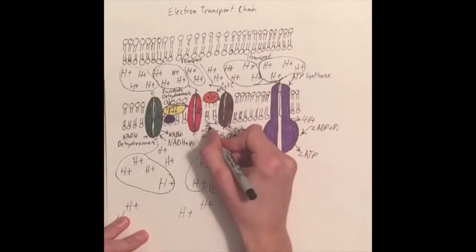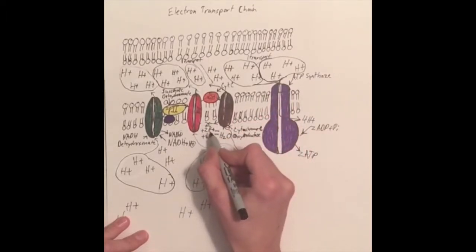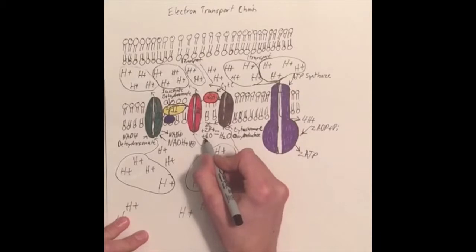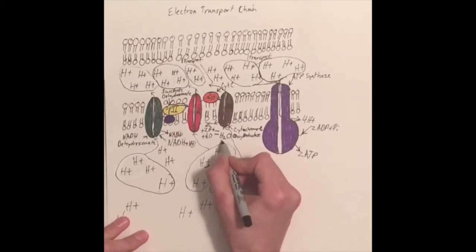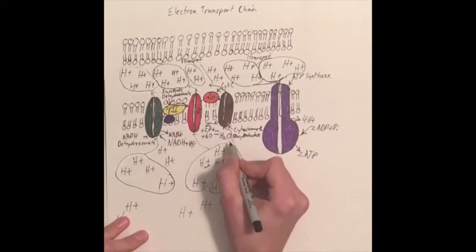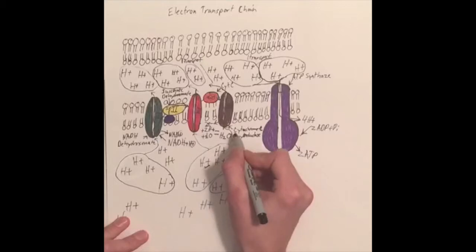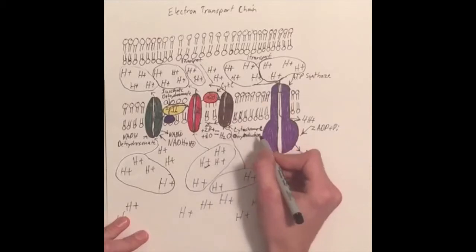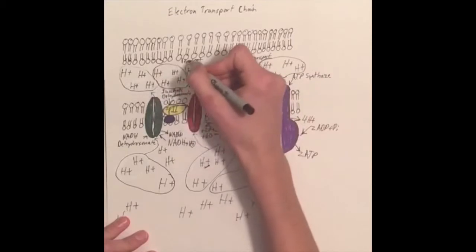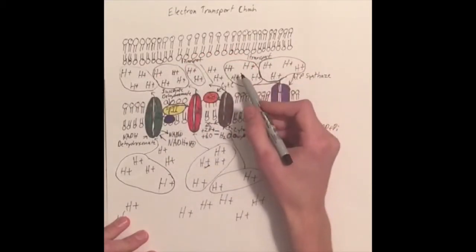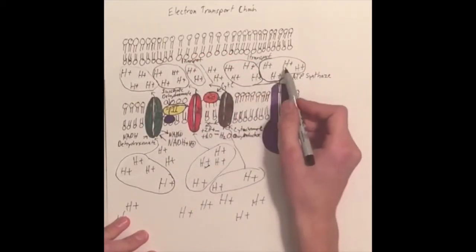From complex 4, they combine with 2 hydrogen ions and a half of an oxygen molecule, which is 1 oxygen. This equals a water molecule. At the same time, 2 hydrogen ions are transported through complex 4. This makes 10 hydrogen ions produced from this part of the electron transport chain.